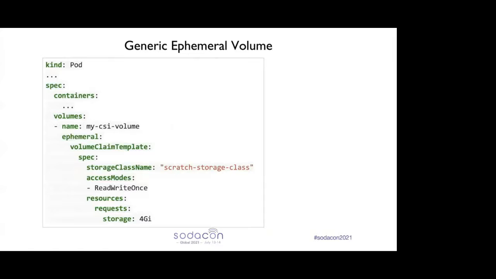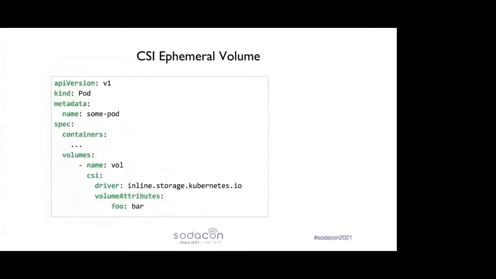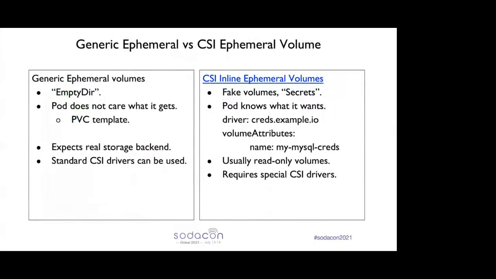Here is an example of a generic ephemeral volume. We set the volume type to ephemeral in the pod inline definition. Here is an example of a CSI ephemeral volume. We set the volume type to CSI in the pod inline definition. Let's see what the differences are between these two types of ephemeral volumes.